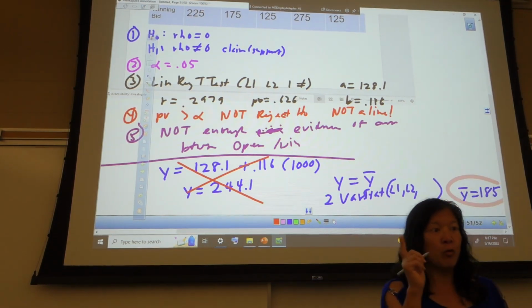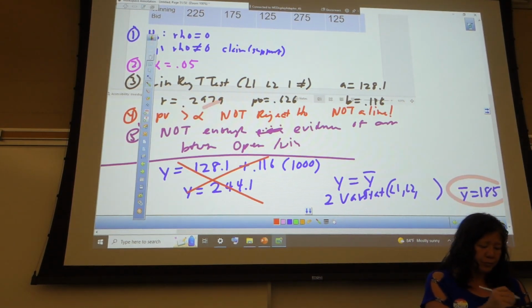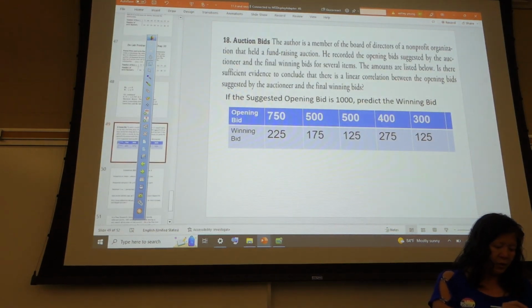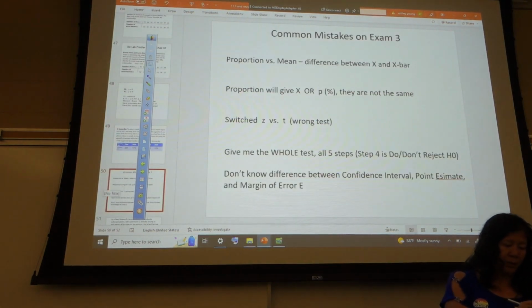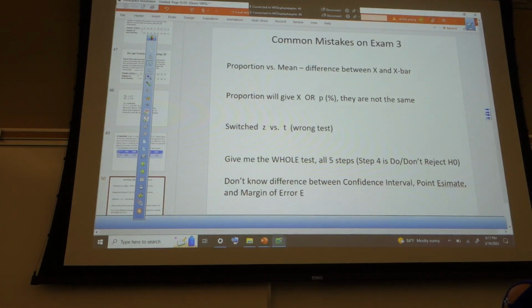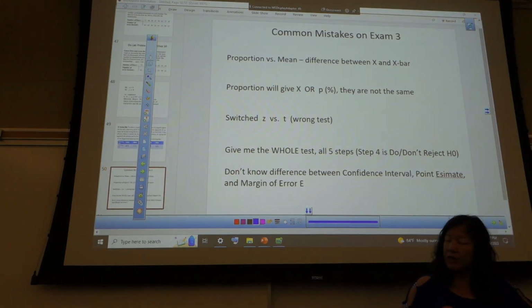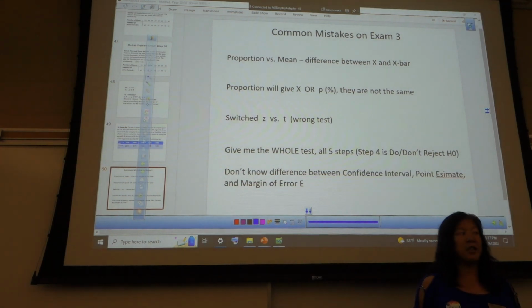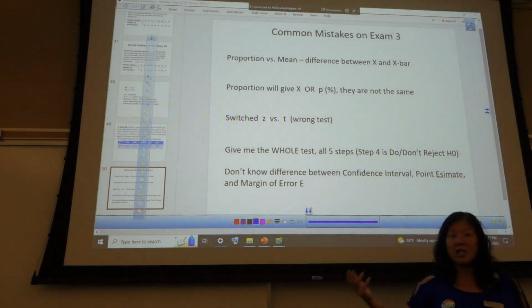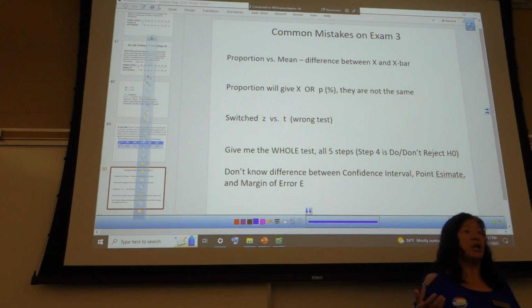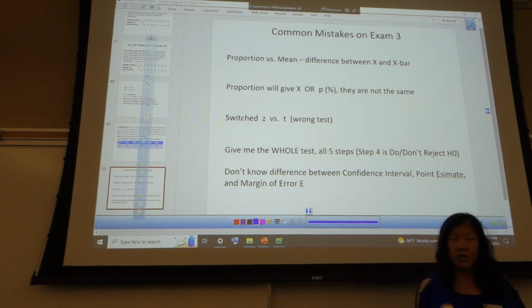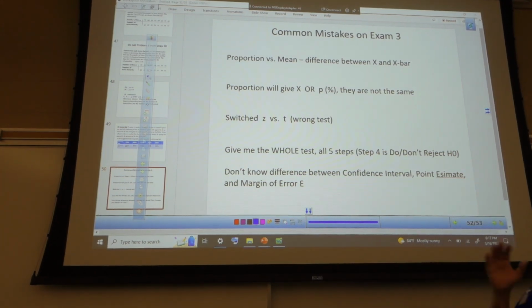Good? Okay, wait, one more quick thing. These are some of the most common mistakes from exam 3. A lot of times, even though it says mean or average in the problem, people would turn it into a proportion. They take x bar, throw it over n, and make it into a proportion. It's either a mean or a proportion. It cannot be both. Treat those differently.